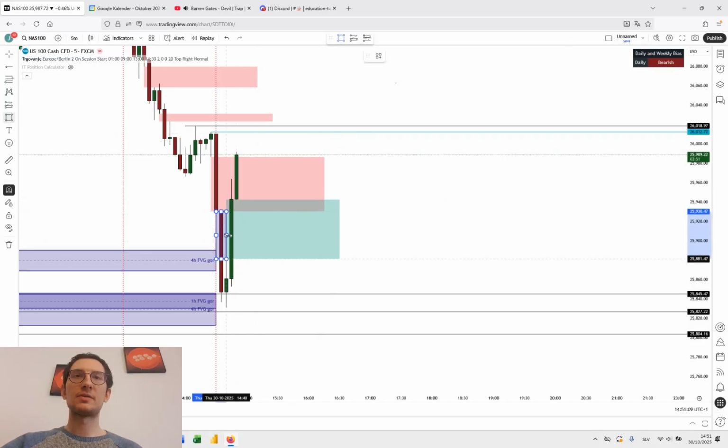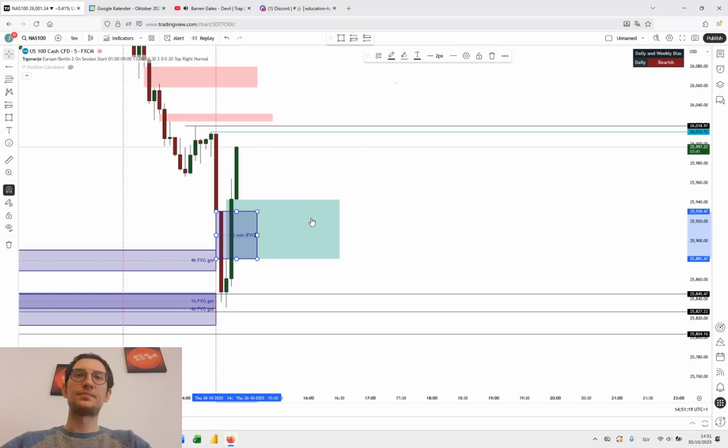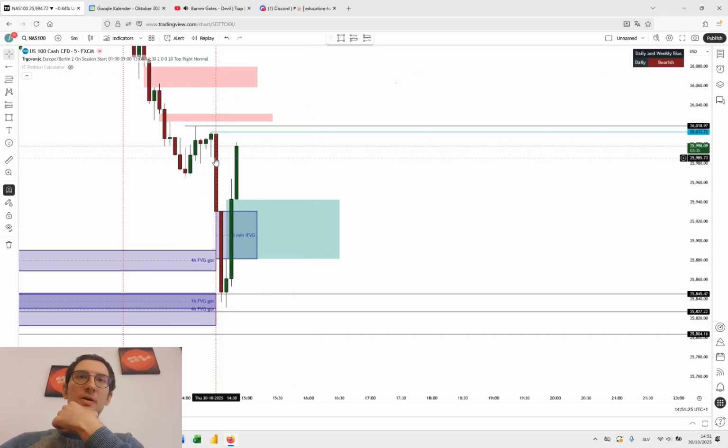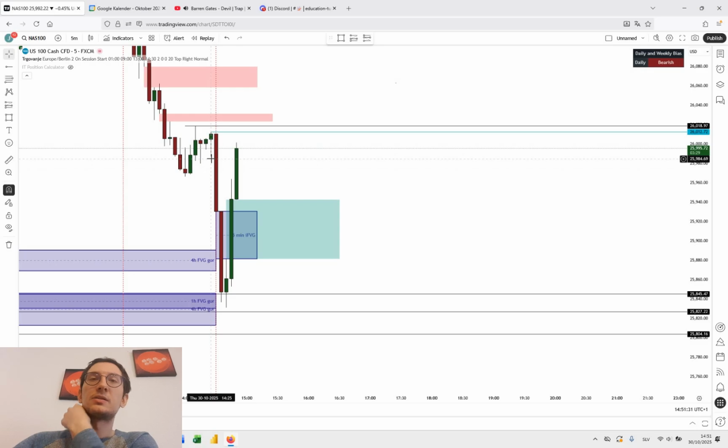Ah, by the way, we have now here an inverse fair value gap on the 5 min, IFVG. Okay, and then if we close this candle here above, we also have an inverse fair value gap here with this candlestick as well.